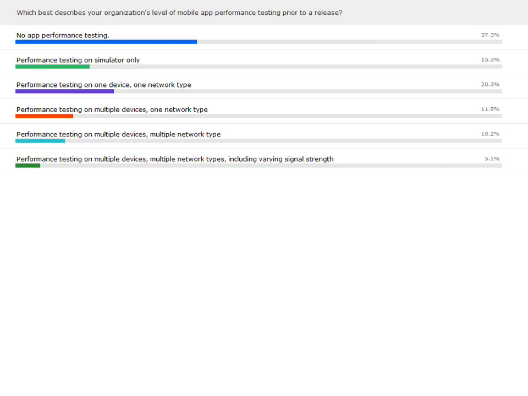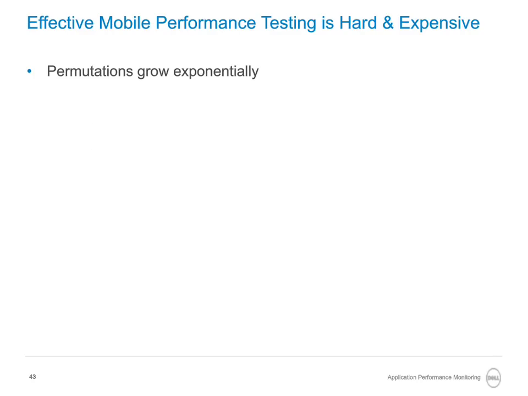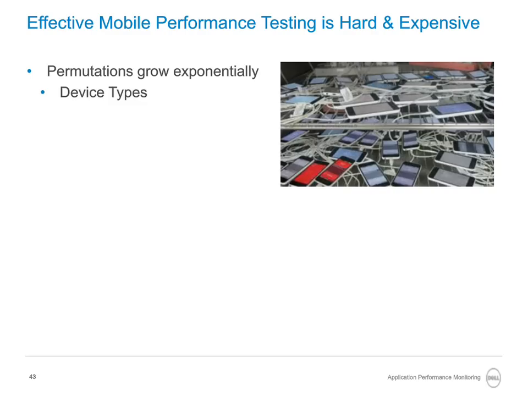And why is it? Well, the reason that you're having those kinds of results, and it's common, is it's very expensive and it's very hard to do this well. It's mainly caused by the fact that the permutations that you need to test to do it effectively grow exponentially. So you end up with all these different device types. You have to build a lab and test on all these different devices because they have different performance characteristics.